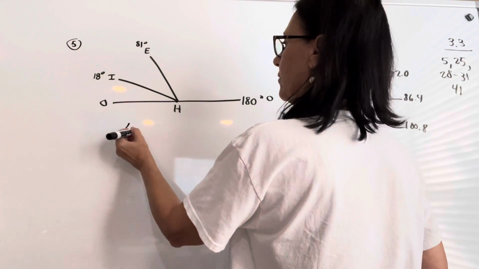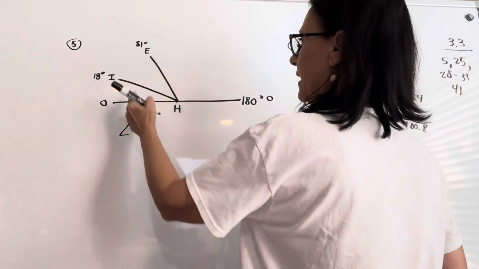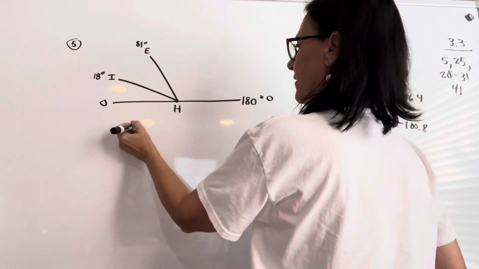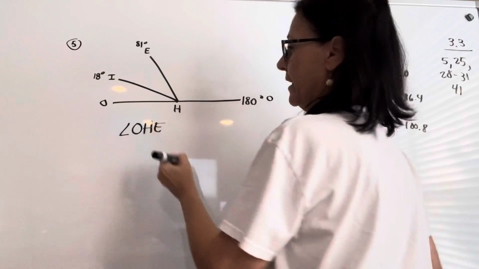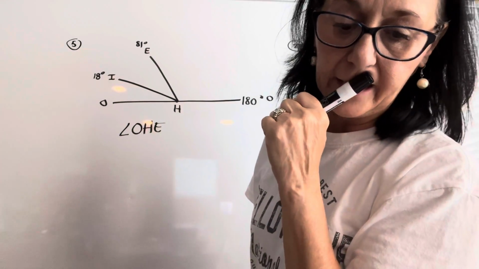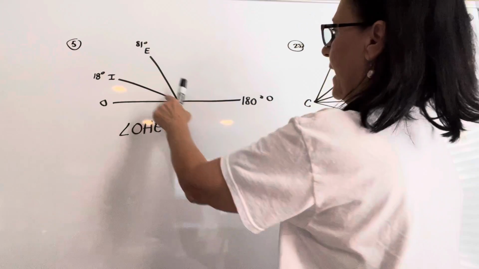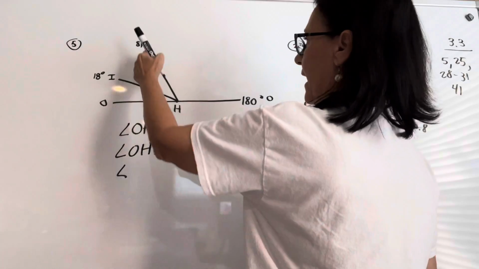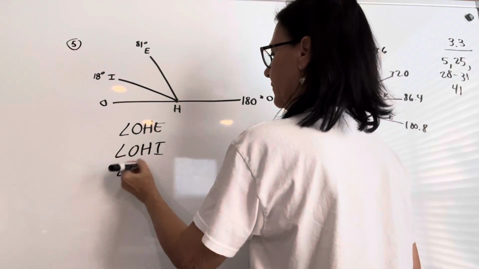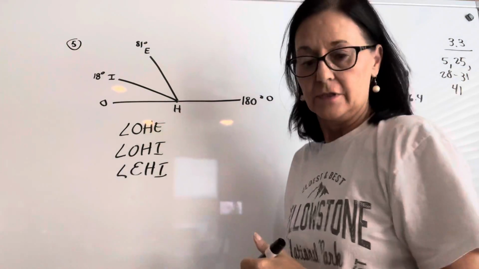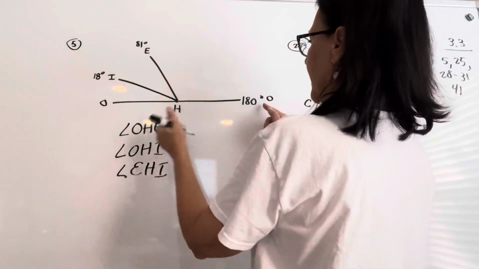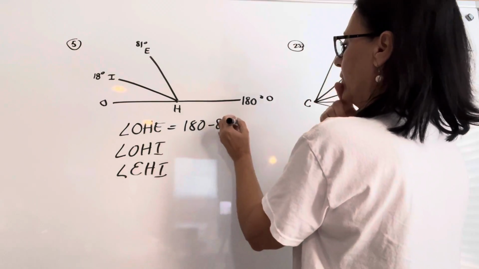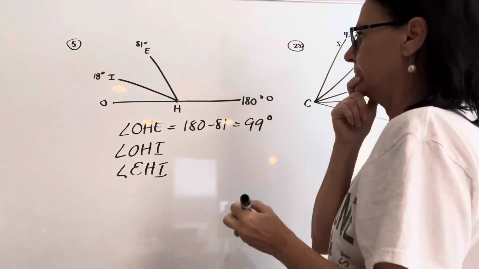So we're looking for angle OHE. I'll start in that direction. OHE and angle OHI. So the whole angle OHI and then angle EHI. That's the 3 angles. All right, to get OHE, we just subtract the coordinates. It's 180 minus 81, which is 99 degrees, right?